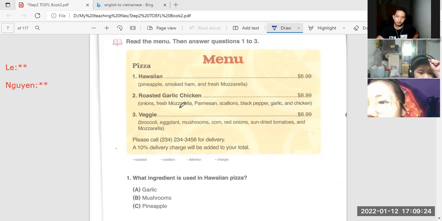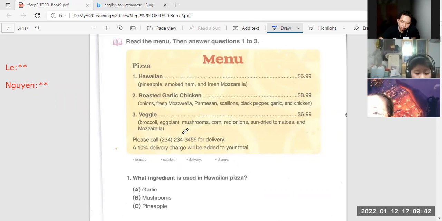And there is a roasted garlic chicken with onions, fresh mozzarella, parmesan, scallions, black pepper, garlic, and chicken. The price is $8.99. And there is a veggie pizza with broccoli, eggplant, mushrooms, corn, red onions, sun-dried tomatoes, and mozzarella. It is $6.99. Please call this number for delivery. A 10% delivery charge will be added to your total. I will read the question, and if you know the answer, please raise your hand.